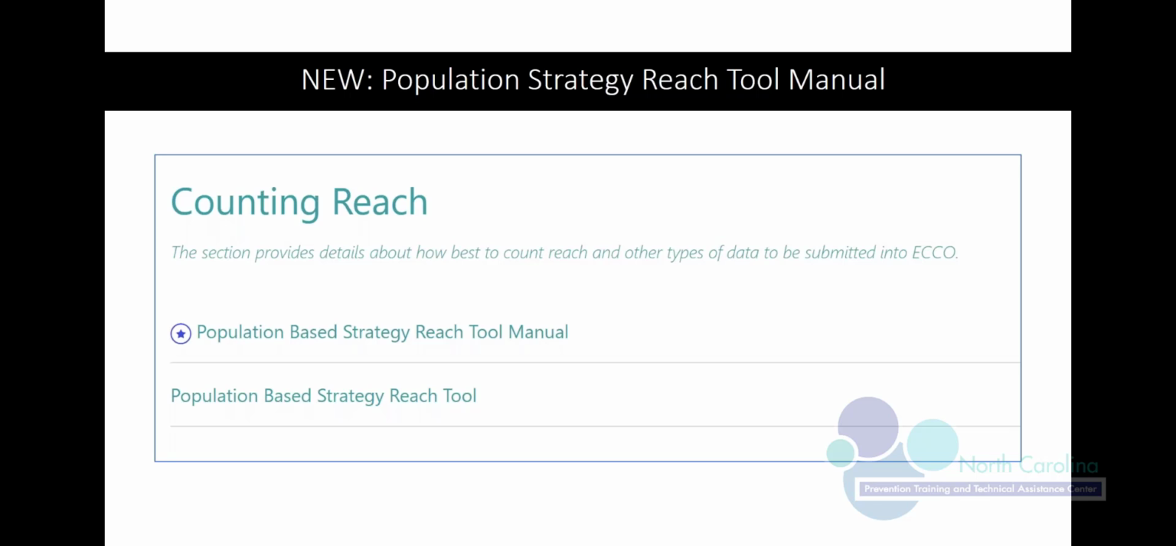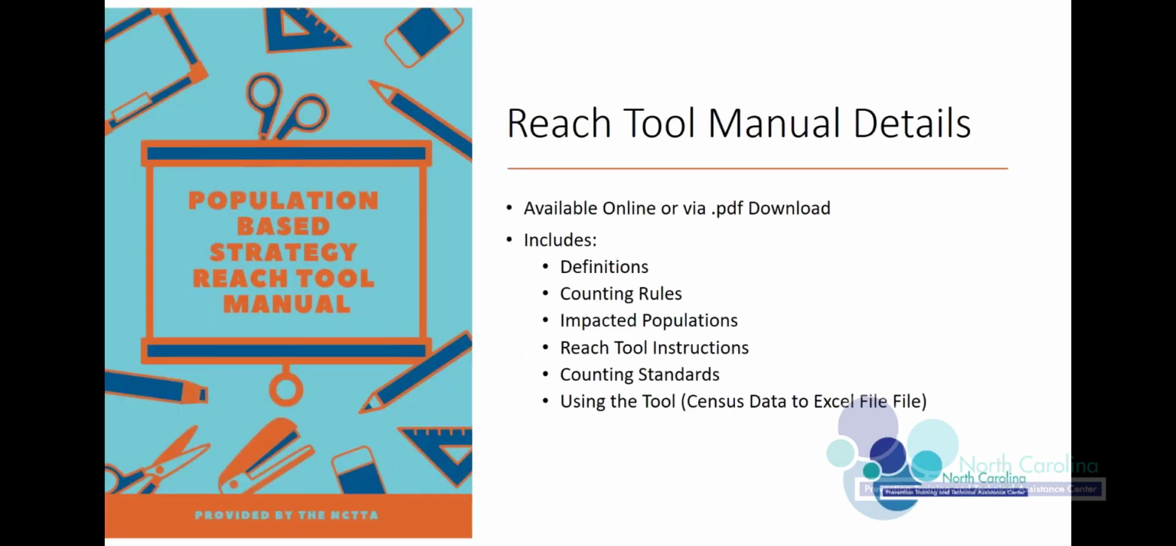So the population-based strategy reach tool manual is something that we're going to be looking at here just briefly for a couple of minutes. Here's the cover of the downloadable PDF file, because you can download this one just like you can the ECHO manual. You can download it to your computer. You can print it as well. And this is the cover to it. You can search the online version of this document the same way you can the ECHO manual.